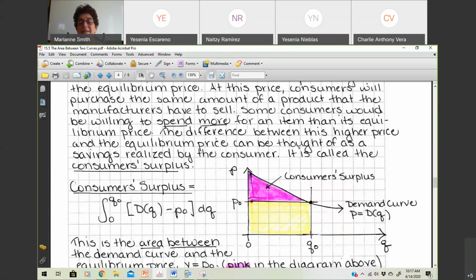Okay, so does everybody see how my integral matches the picture? Okay, see how the integral matches the picture. Anybody have any questions about any of the terminology I'm using? Okay. Again, I'm trying not to get into an entire econ lesson, but I will explain some of the terminology if it's not making sense.